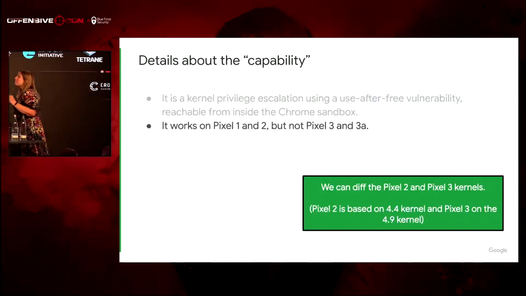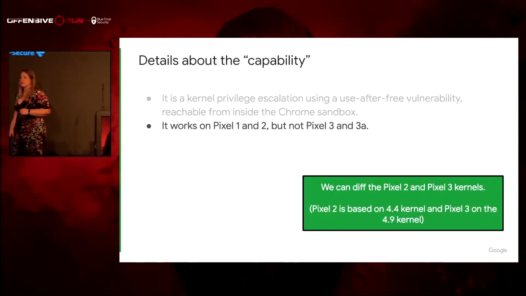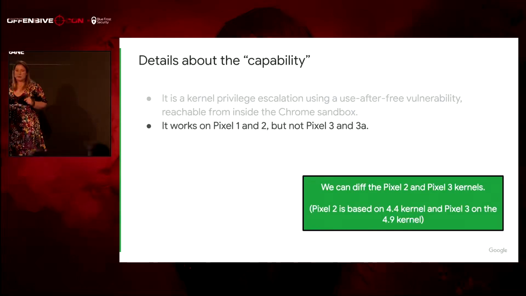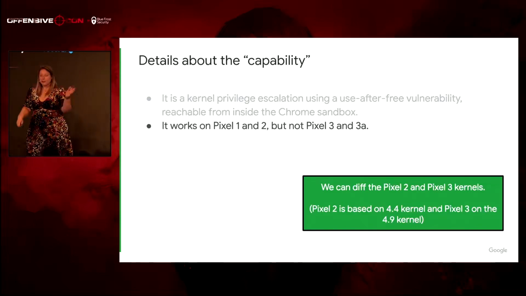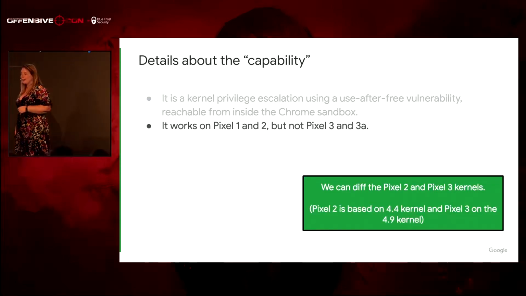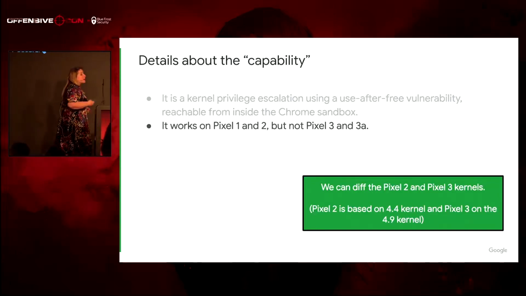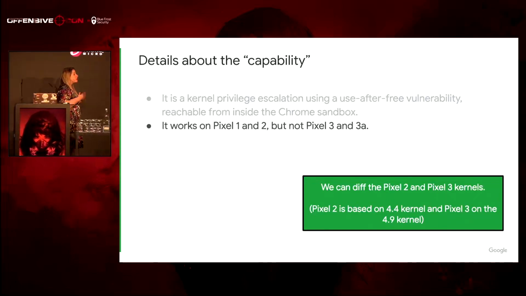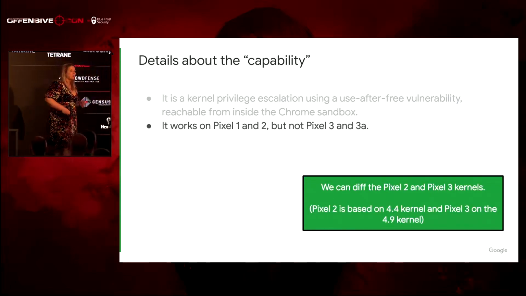Next, we heard it affects Pixel 1 and 2, but does not affect the Pixel 3 and 3a. Remember, this was before the Pixel 4 was released. And this is especially interesting. Your first gut instinct is cool, simple. All we got to do is diff Pixel 2 and Pixel 3. Turns out there's a lot more changes than you'd expect because they're running off of different kernels. Pixel 2 is built on Linux 4.4, where Pixel 3 is built on Linux 4.9.